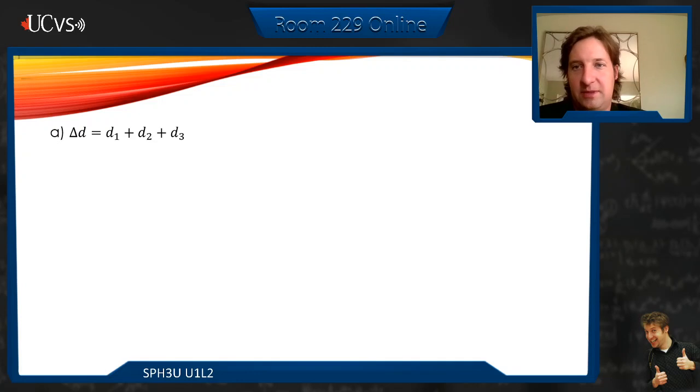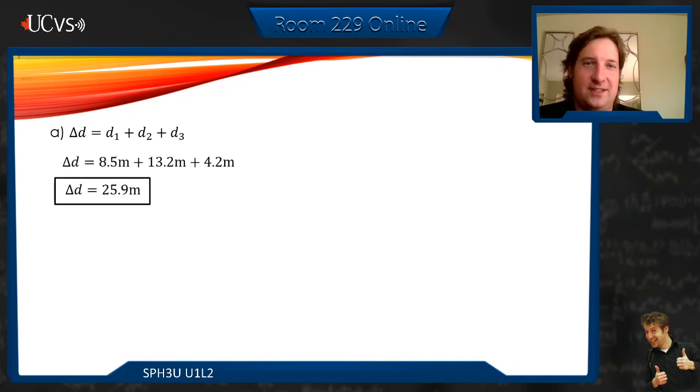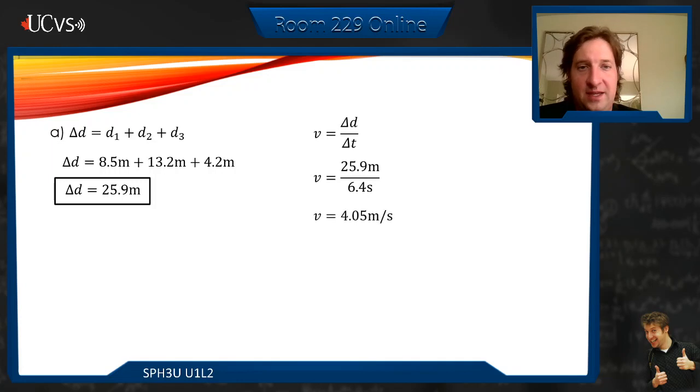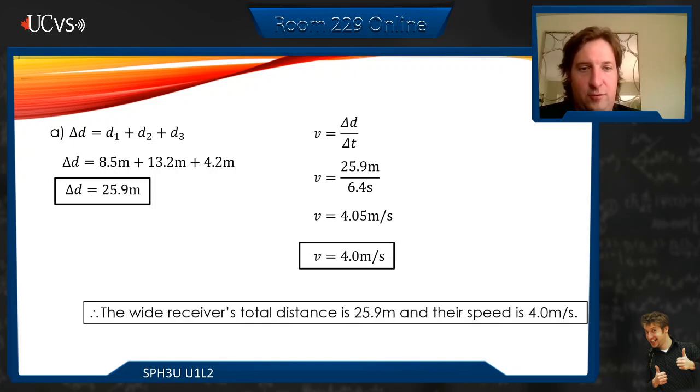For the total distance, we take the three distances, add them up, and we get a final distance of about 26 meters. Speed is just how far they went divided by the time, and that's about 4 meters a second. Rounding to two significant digits, we end up with 4.0 meters a second. So the final answer: the wide receiver's total distance is 25.9 meters, and their speed is 4 meters a second.